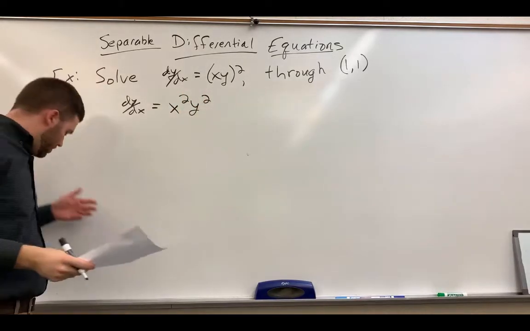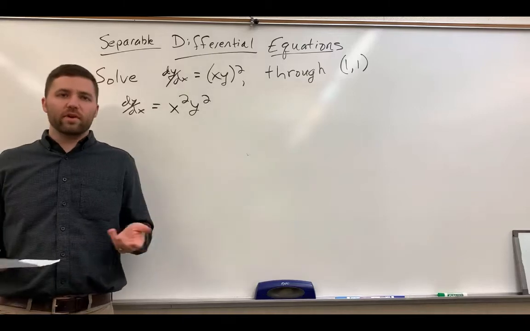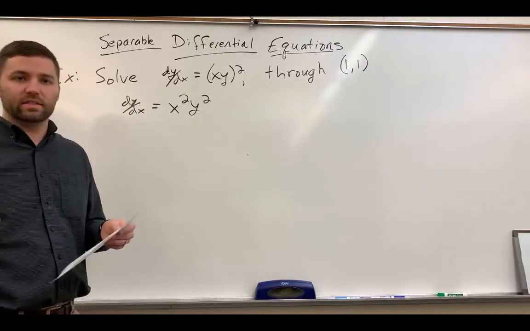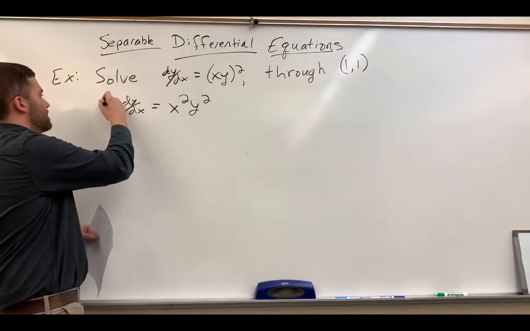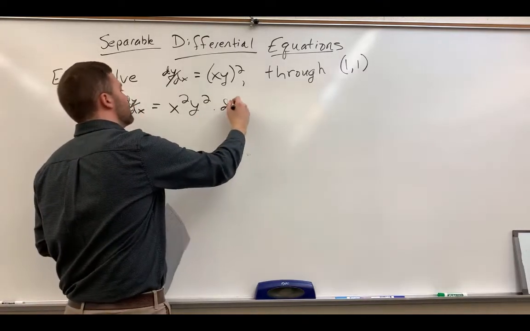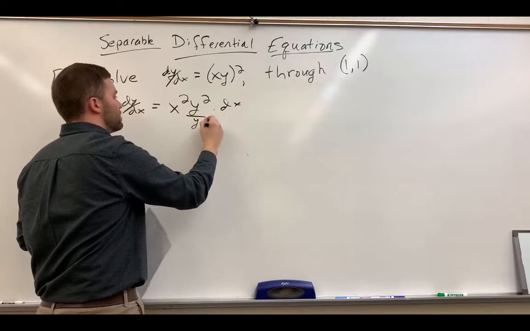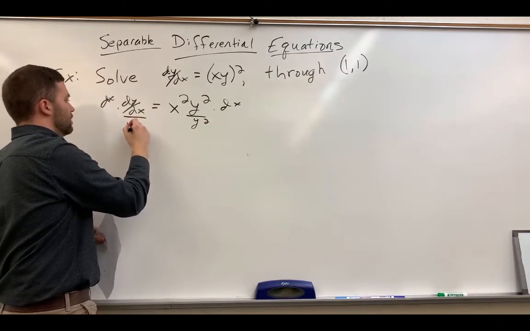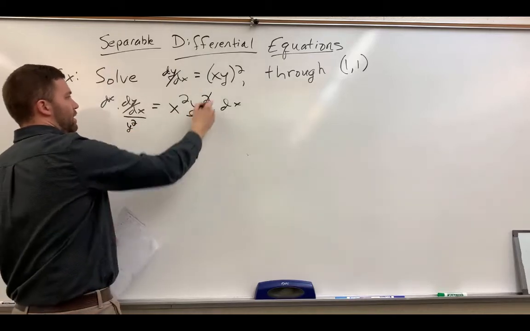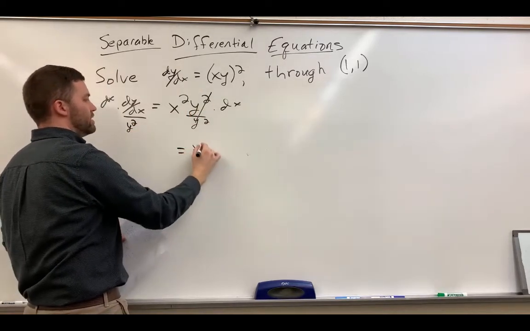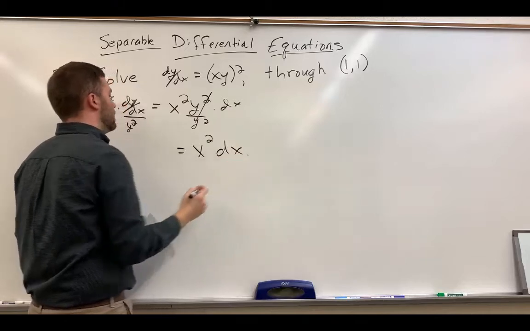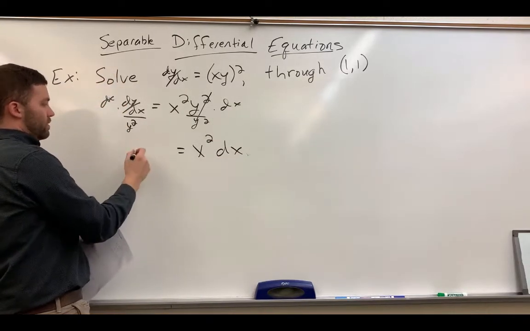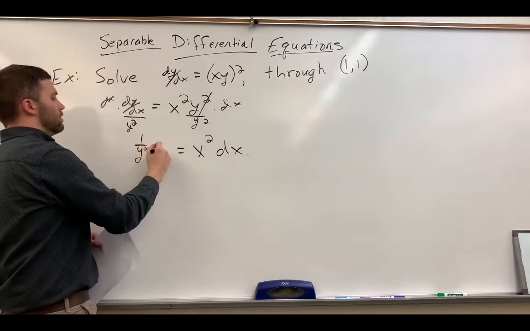And then what we're going to do is what's called separating the variables. We'll separate the y's and the dy to one side and the x and the dx to the other side. So I'll multiply both sides by dx, and divide both sides by y squared. I shouldn't have done this all in one step, but here we go. We end up with x squared dx on the right, and on the left we have 1 over y squared dy.